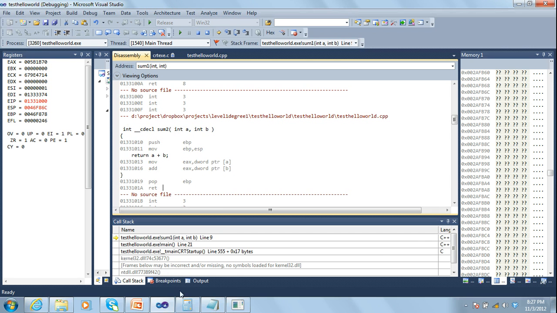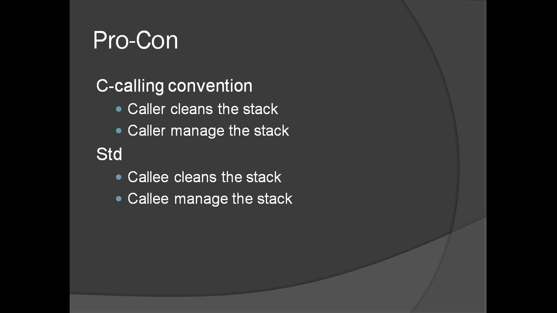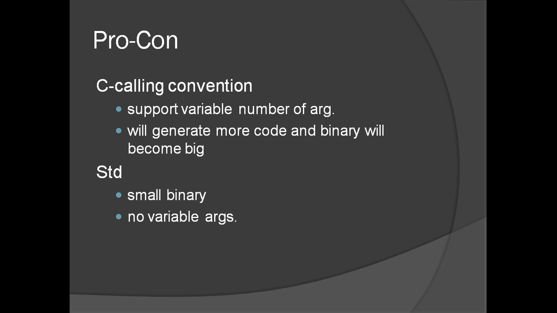So going back to our slides. As we have seen, in the C calling convention the caller cleans up the stack and the caller manages the stack. In standard calling convention, the callee cleans up the stack and the callee manages the stack. C calling convention supports a variable number of arguments, like printf. Printf is a variable-number-of-arguments function. For that kind of function we need to use the C calling convention. C calling convention will increase the size of the binary.